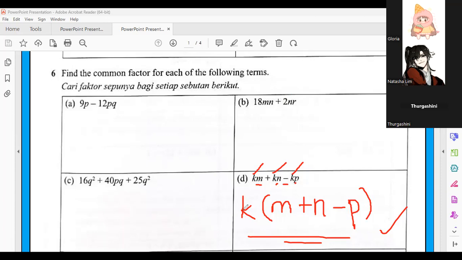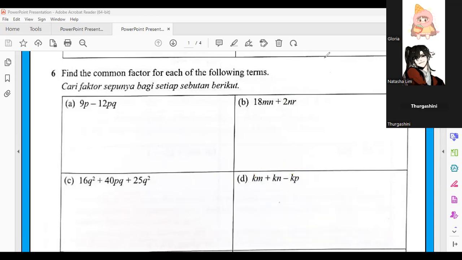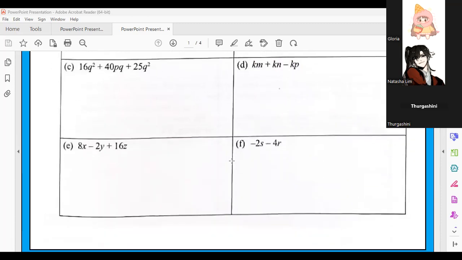Okay. K, you take out the k. You factor out the k. And the rest, you leave it inside. That's factoring. Okay. Let's try this.